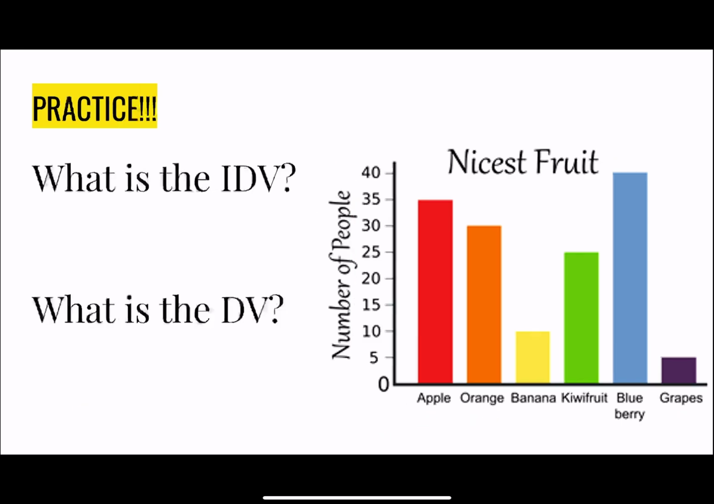Okay, so here is a practice. Going back to IDV and DV, right? Remember, IDV is the one that's changing and DV is the one that's being measured. So take a quick second, pause it if you need to. Using this scenario, what are our variables?